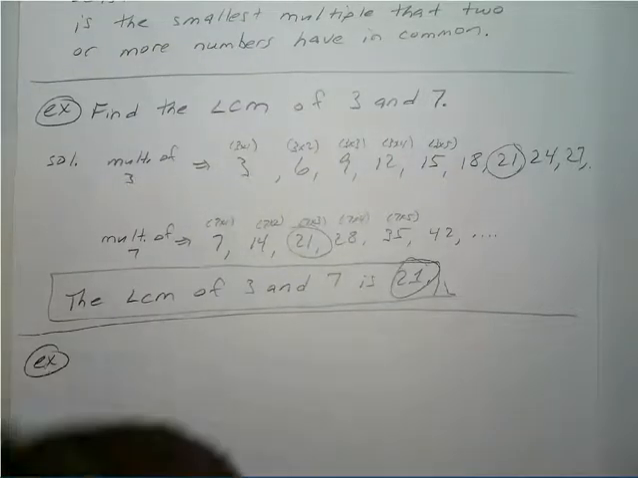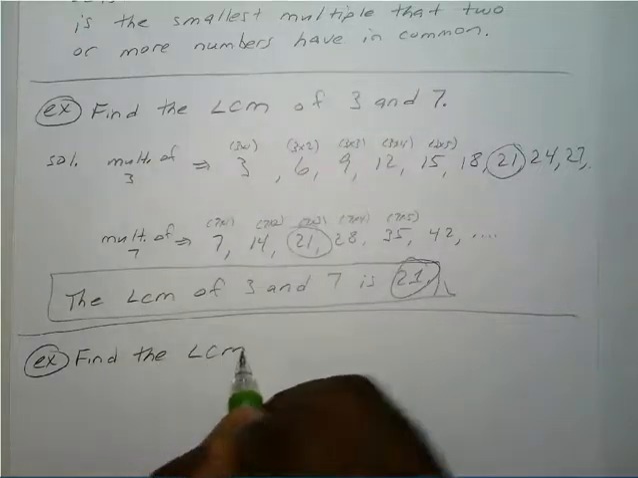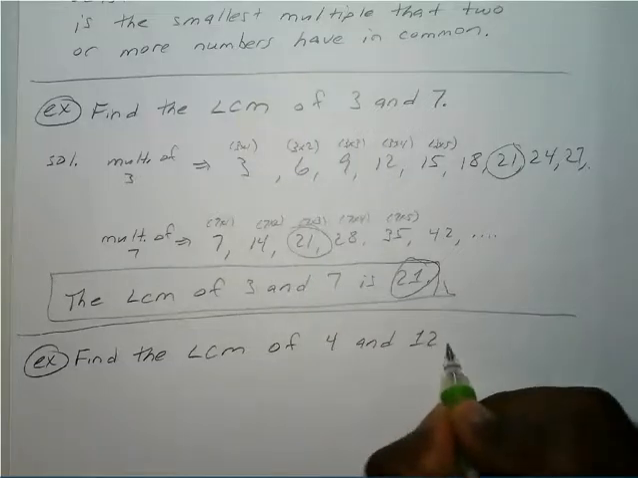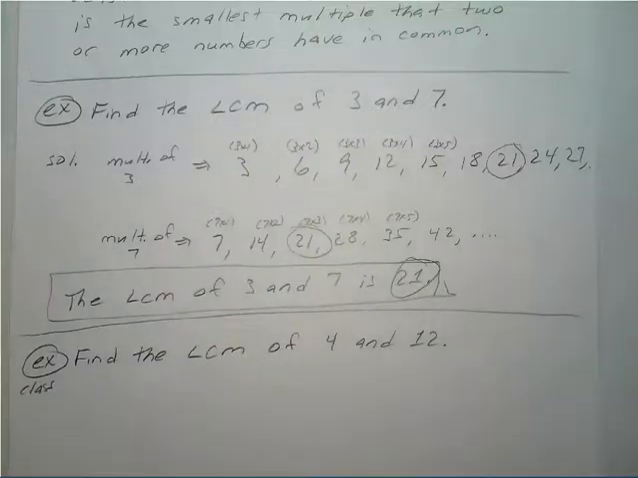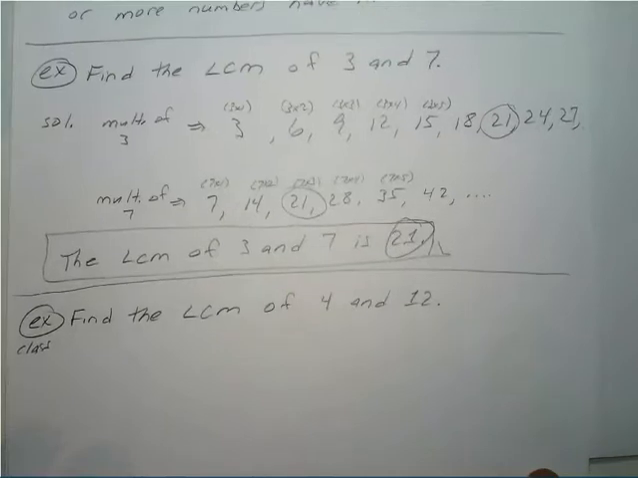Okay, so for example, let's say we want to find the least common multiple of 4 and 12. All right, and what I want you to do is go ahead and press pause and try to do this one on your own using that method up there. All right, so I'm assuming you've gone ahead and pressed pause and you've worked this one out. So let's go ahead and verify your answer.